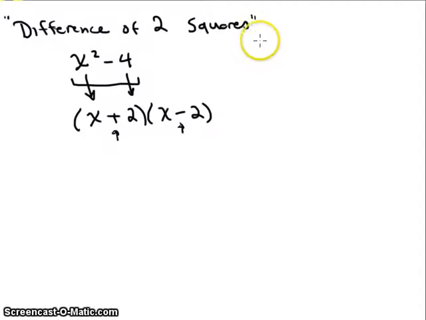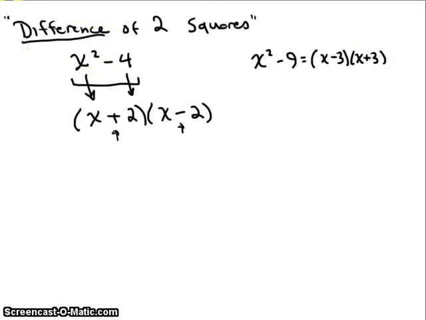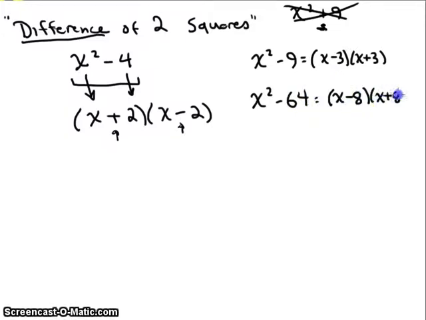So let's just do a couple easy examples here just to be sure that you got the pattern. x squared minus 9 is x minus 3 times x plus 3. Now notice this is difference of two squares, so if I have x squared plus 9, I cannot use this method. Cannot use it with a plus, has to be with a minus. x squared minus 64, x minus 8, x plus 8, and so on.